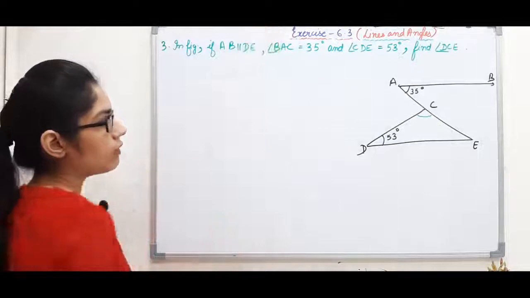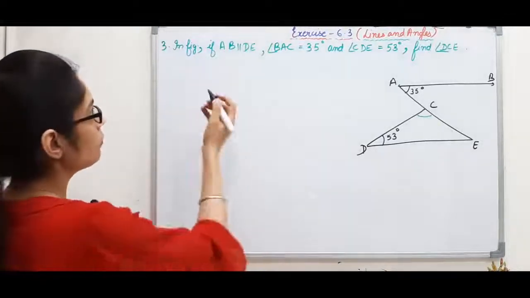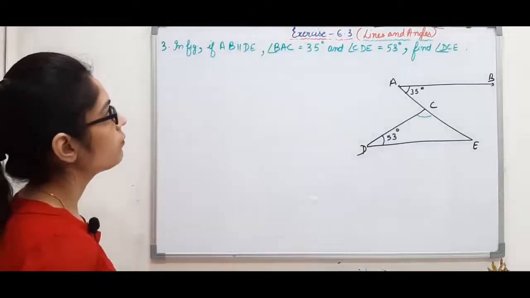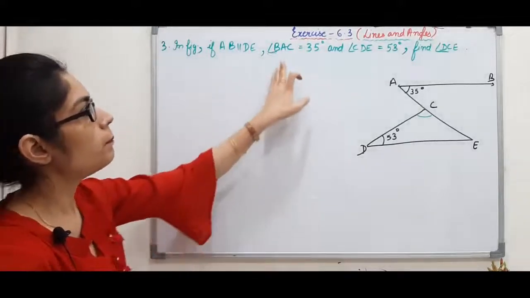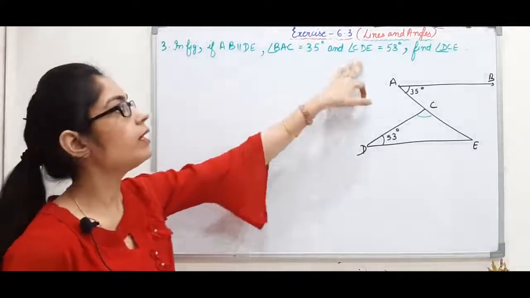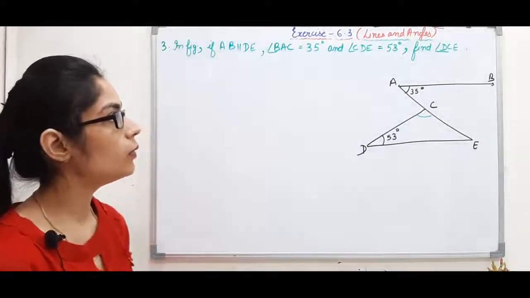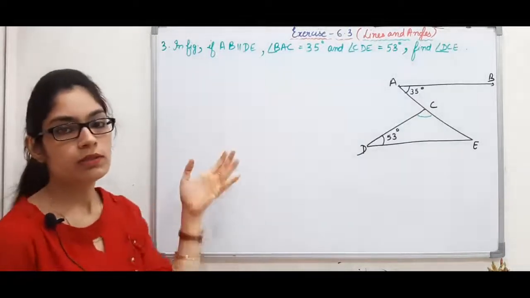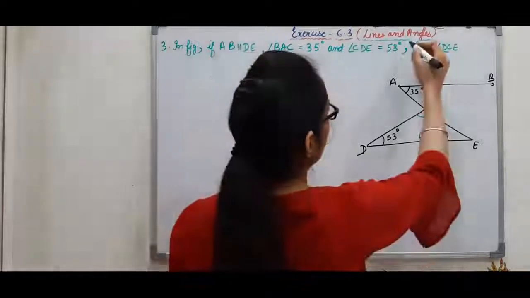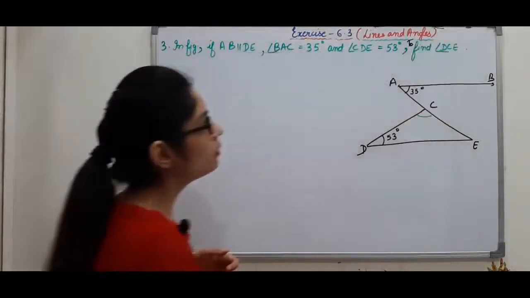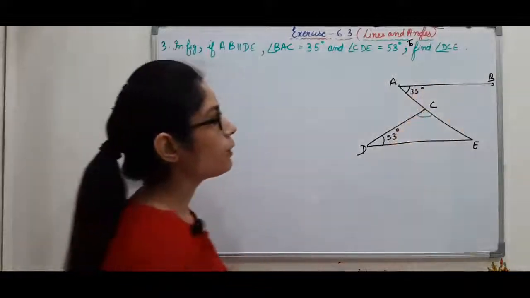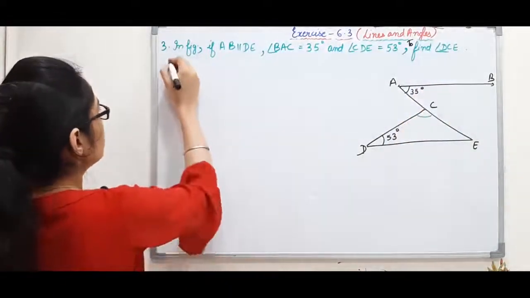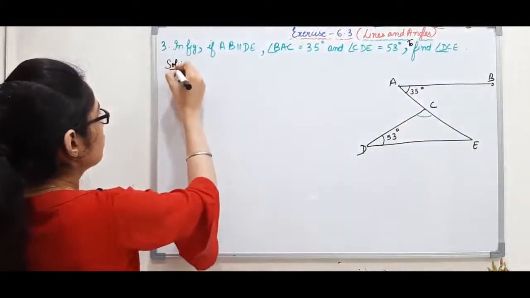So same way we have to start. First of all we have to write all given things. So you can mention this is AB is parallel to DE, angle BAC is equal to 35 degree and angle CDE is equal to 53 degree. So this thing we can mention in given. Then the next step is to write to find. So we have to find angle DCE. So this you can write. Now let's start from solution.